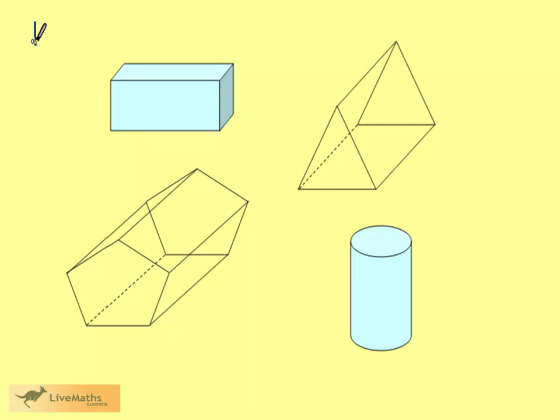In this section, we're going to be looking at the volumes of a particular family of shape. They are known as prisms. A prism is a three-dimensional object. It's characterized by the fact that it has a uniform cross-section.